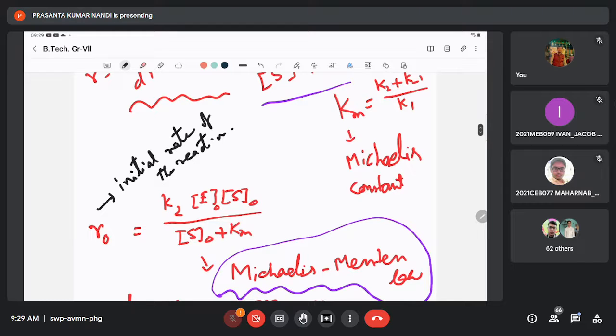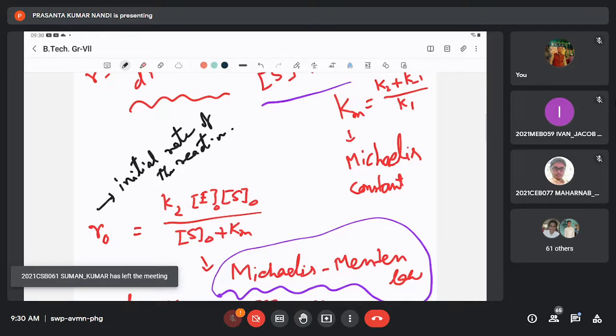And this expression, particularly this rate, is popularly known as the Michaelis Menten law. These are the two scientists, so in their name this rate expression is written like that. This is known as the Michaelis Menten law. Okay.